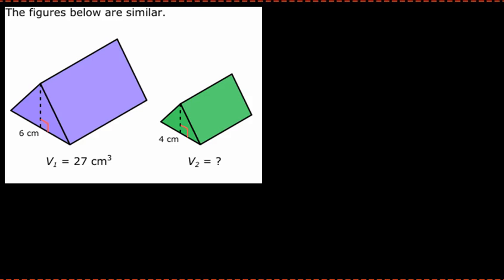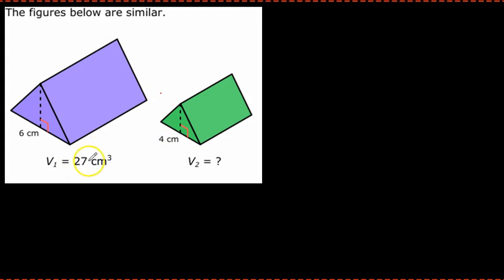Okay, let's look at an example here. They told us that these figures are similar, and then they gave us only one dimension for each one of them. And then they gave us the volume. The volume for this one is 27 cubic centimeters, and they asked us to find the volume of this one. There's no way we can find the volume of this unless we have the height and all the dimensions. But with similar figures, we can use one volume to find the other. And that's what we are doing here.